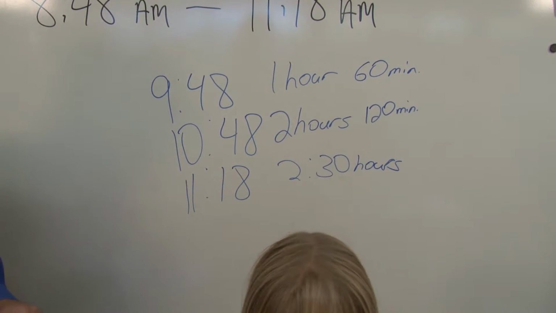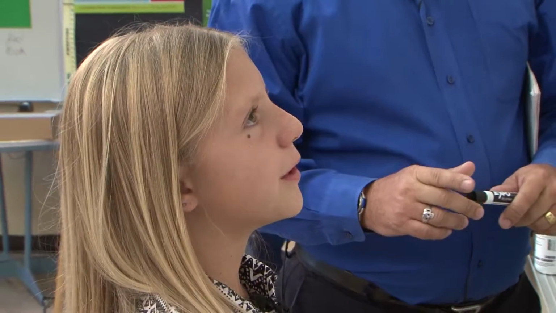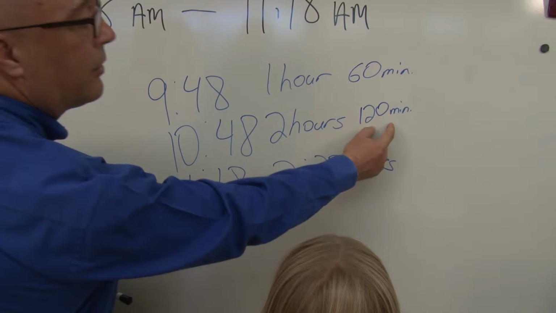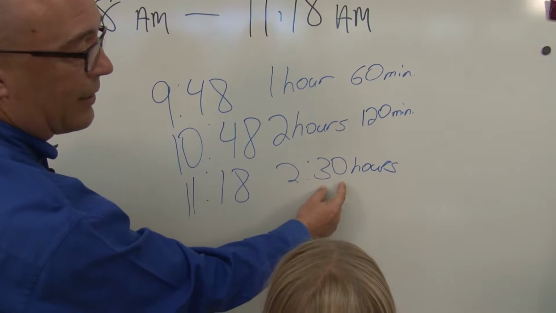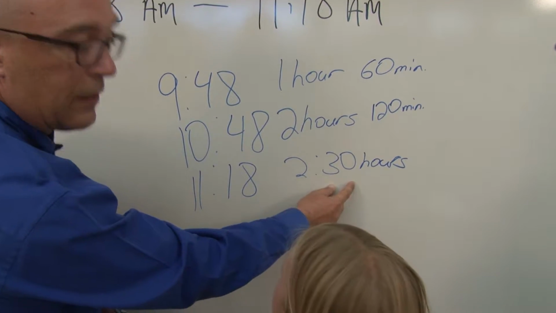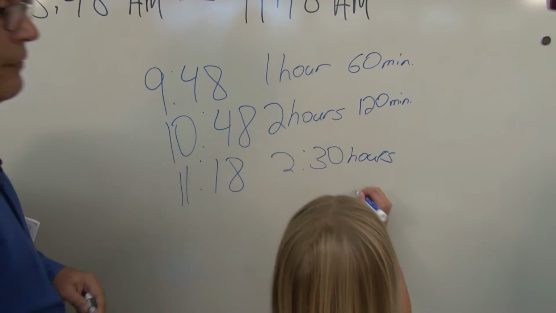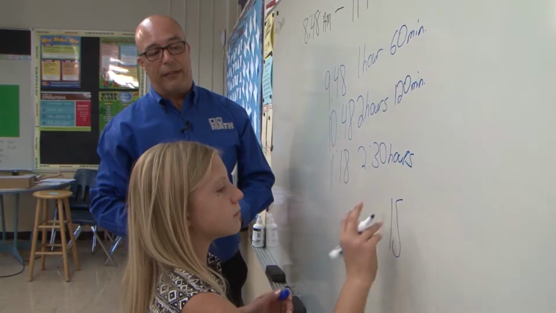So how many total minutes will it be? 120 plus 60, which would be 160. 180. Well, we have 120, and we only need to add that 30 minutes now. Yes, so that's 150. There you go. So we have 150 total minutes. So why don't you write that down? 150 total minutes. That's how many minutes we have.